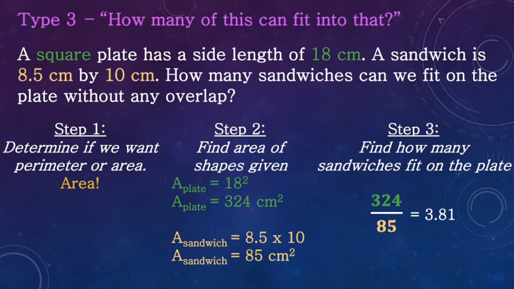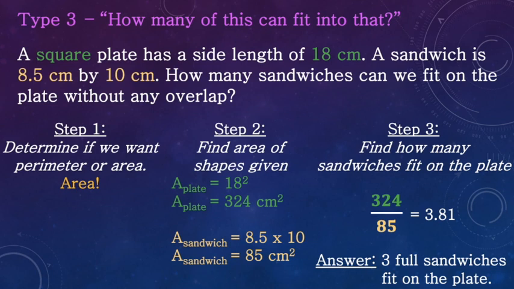Now, depending on the situation, sometimes the teacher will want the actual decimal numbers in here. But some teachers will say, depending on the situation again, how many full sandwiches. There might be some area left over where it's not covered, but we're not going to cut a sandwich into 0.81, right? We're just going to keep it at 3. You want a full number. So my answer here would be 3 full sandwiches fit on the plate.